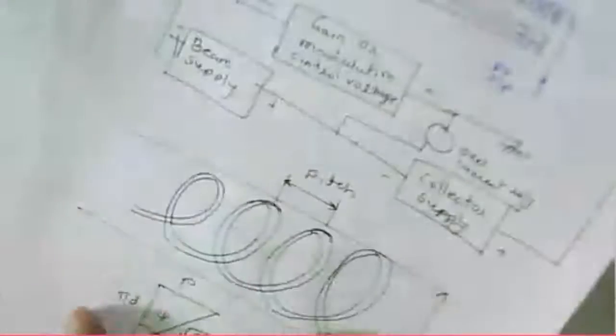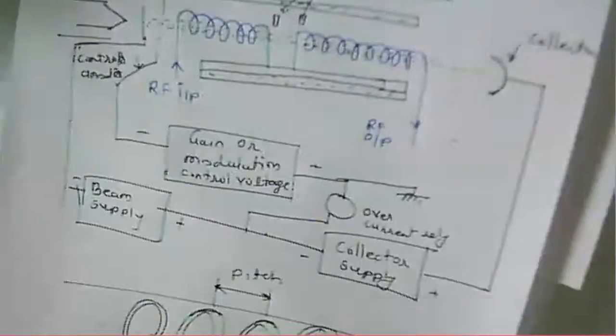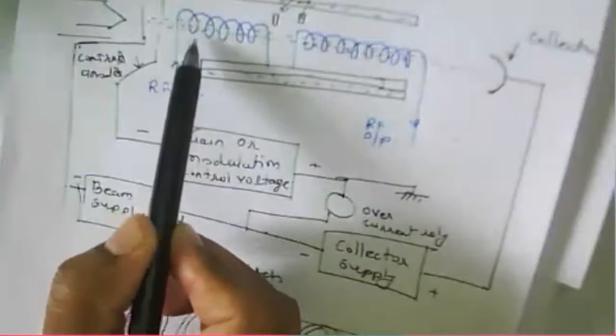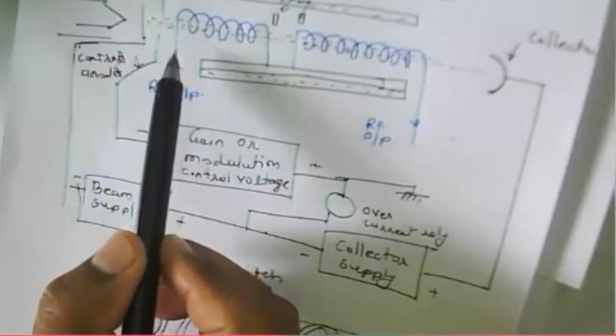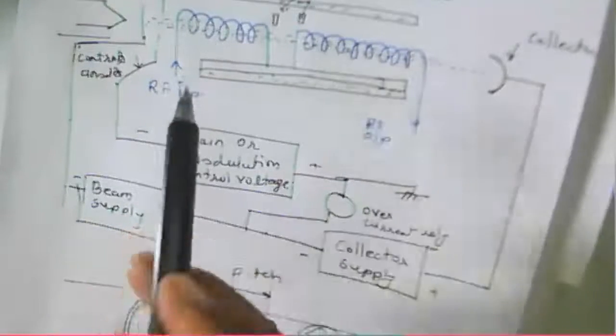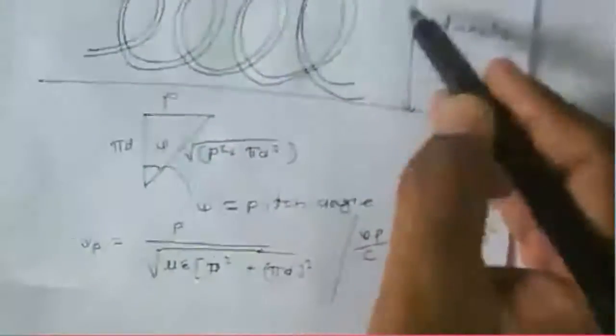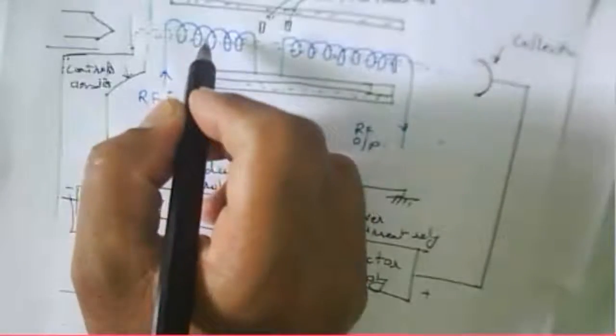That is to be used. We can say it is a slow-wave structure, and generally people use a helix. Here, in the traveling wave tube amplifier, a helix is used. So the axial electric field progresses with a velocity very close to the velocity of light, multiplied by the ratio of the helix pitch to the helix circumference.